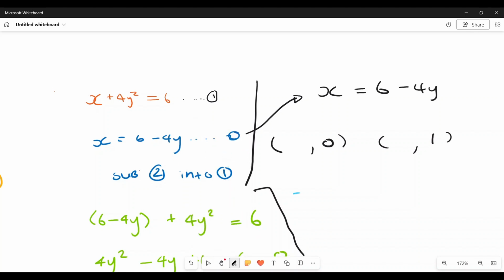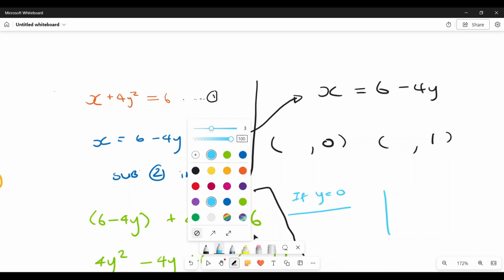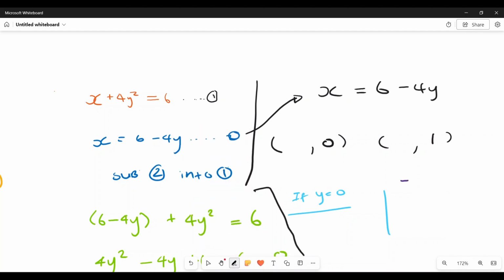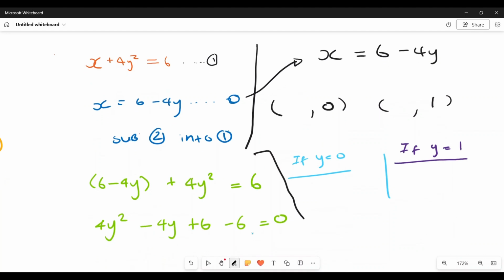So first, if y is equal to 0, this is the first scenario, and the second scenario, it's if my value of y is equal to 1. Now starting off with if y is equal to 0, I need to solve for my x. So x is going to be 6 minus 4 multiplied by 0. So my x would be equal to 6 in this scenario.